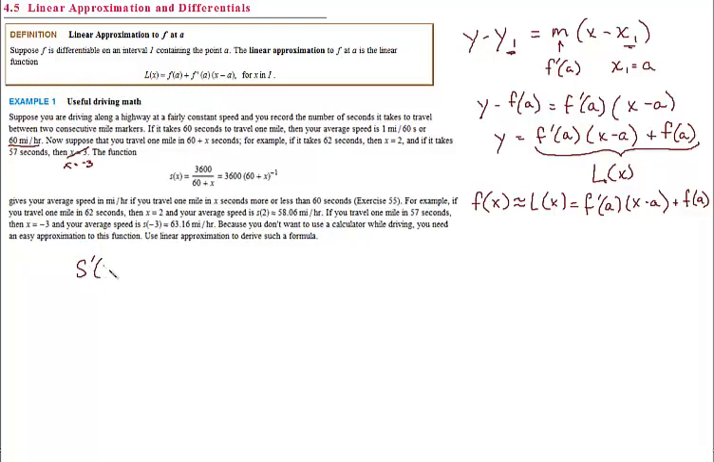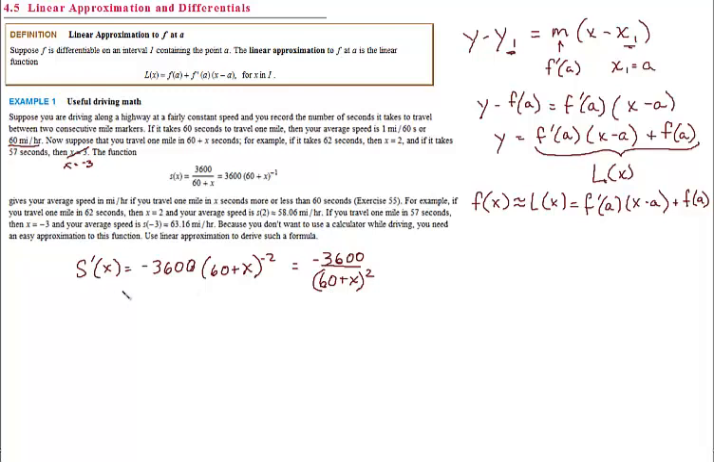So I need to know what s prime is. That's going to be -3600. And then I'm using the chain rule here, taking the derivative of the outside, leaving the inside alone, and subtracting 1 off of there. So I get something like 60 plus x quantity squared. Okay, that's all well and good.